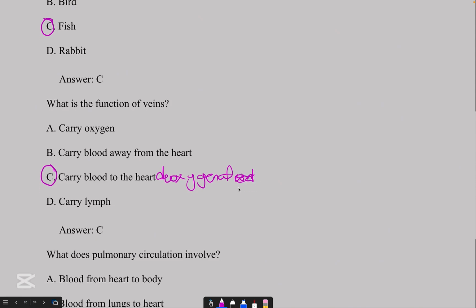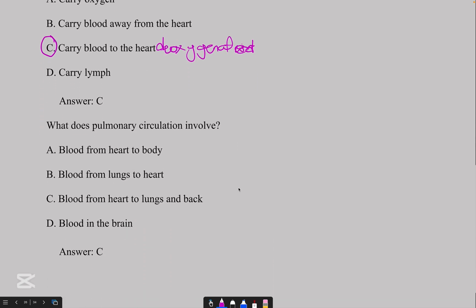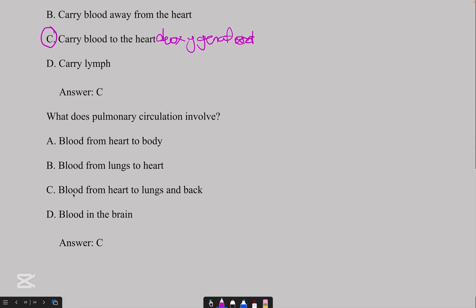The next one. What does pulmonary circulation involve? It involves movement of blood from the heart to the lungs and then back. Are you getting it? Blood from the heart to the lungs and then back is pulmonary circulation. It's circulatory only if it comes back to where it started. That's why we call it the circulatory system.